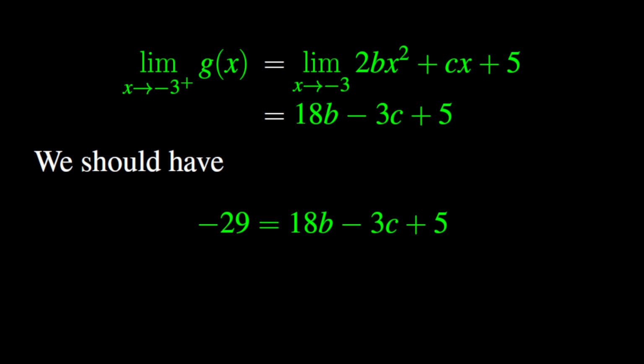For the function to be continuous at x equals negative 3, we should have minus 29 equals 18b minus 3c plus 5.